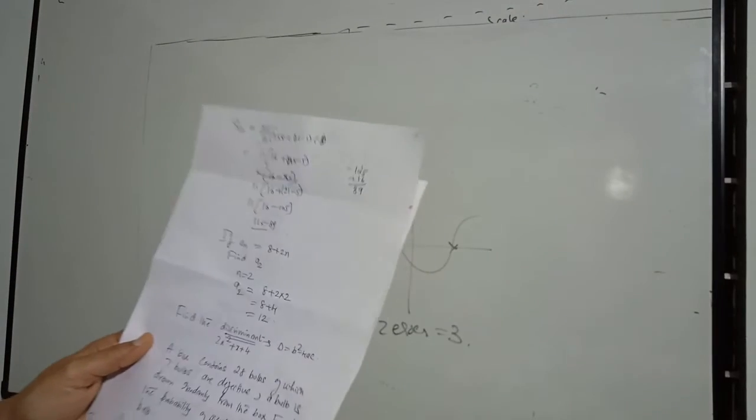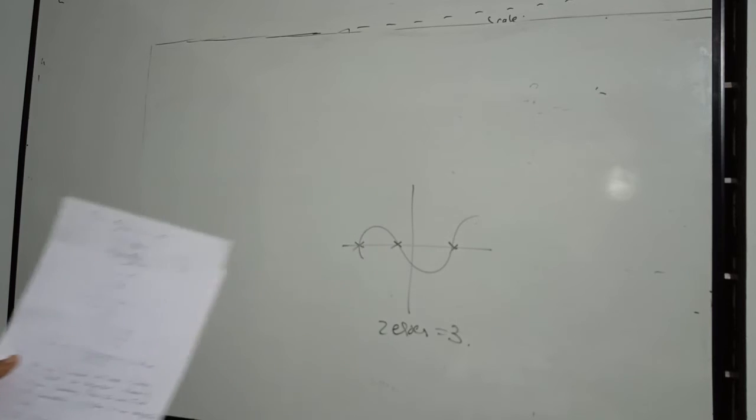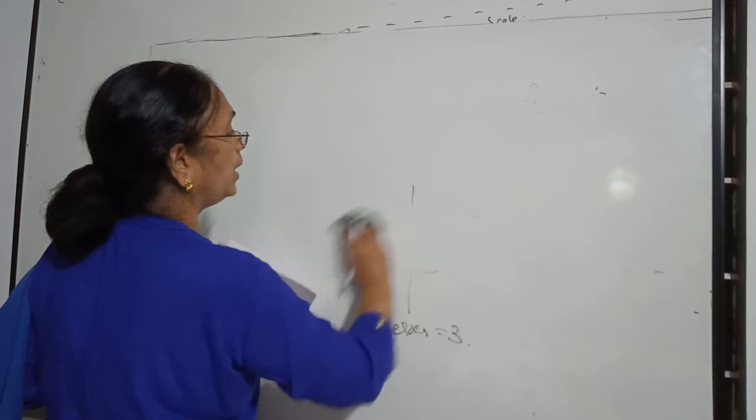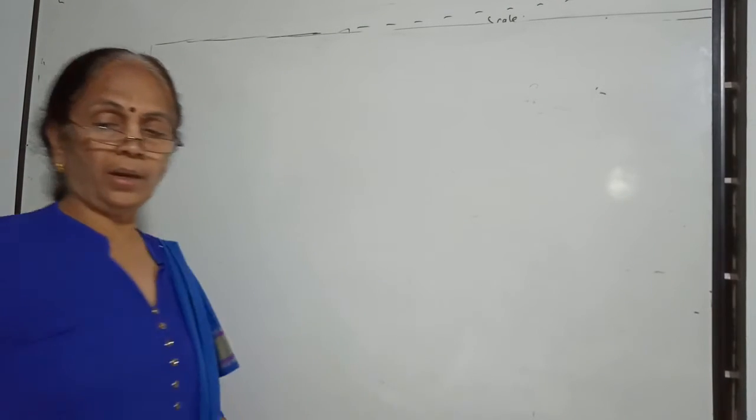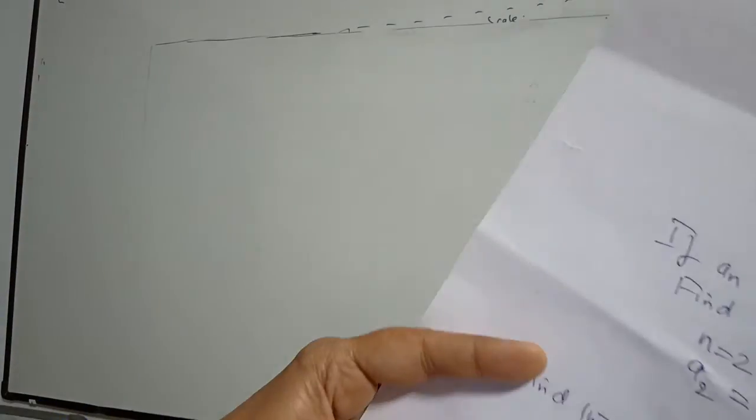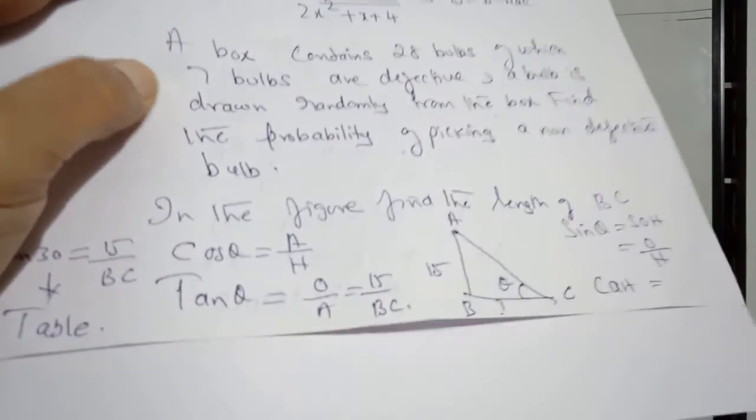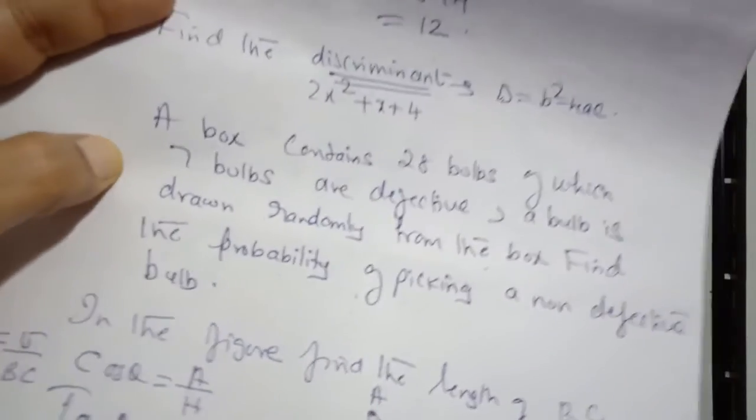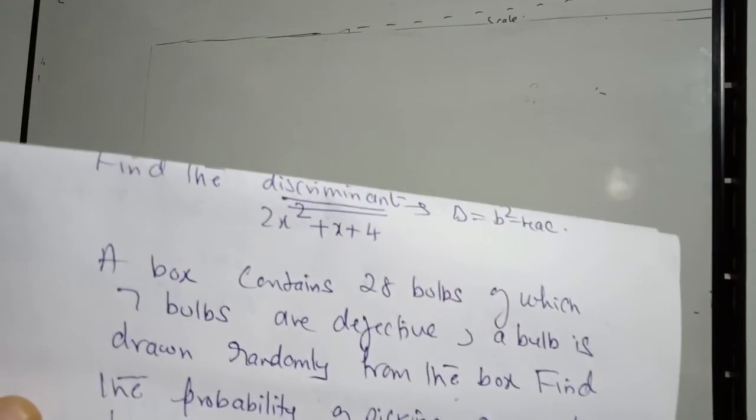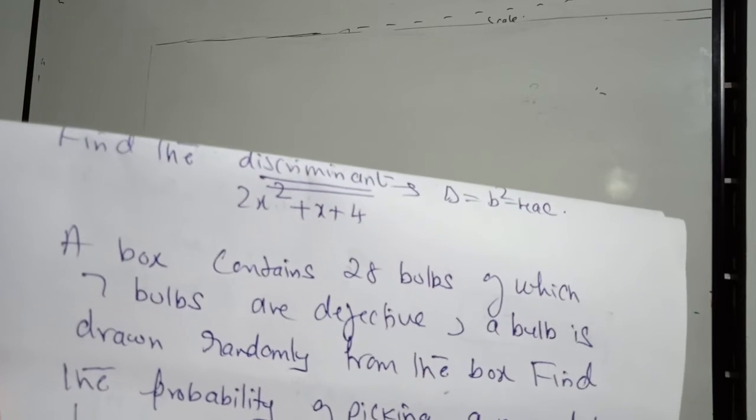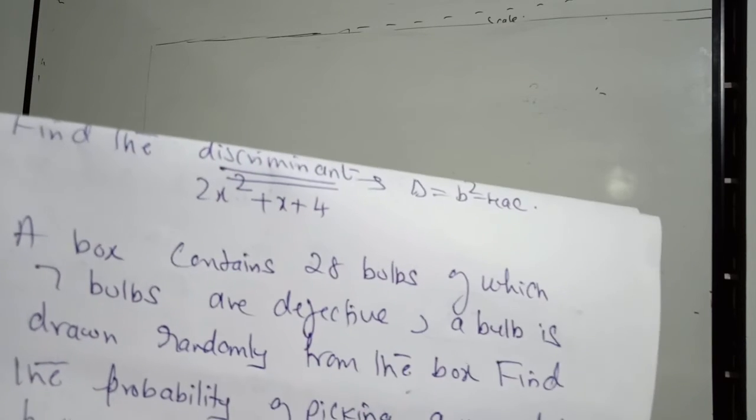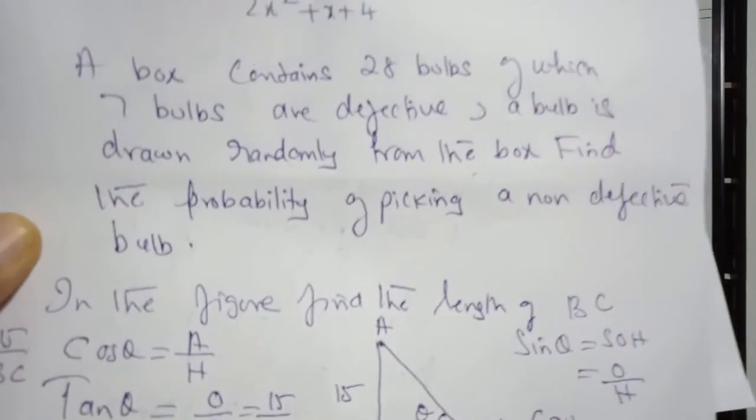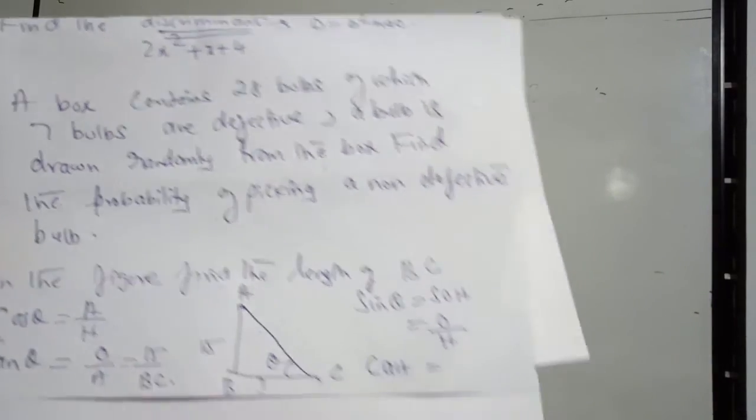Next is, again I would like to take one probability sum. A box contains 28 bulbs, of which 7 bulbs are defective. Number of bulbs are 28. 7 are defective. A box contains 28 bulbs, of which 7 are defective. A bulb is drawn randomly from the box. Find the probability of picking a non-defective bulb.